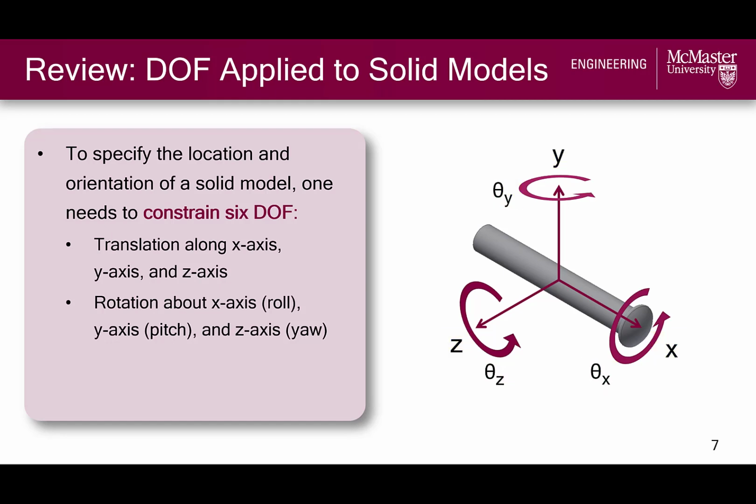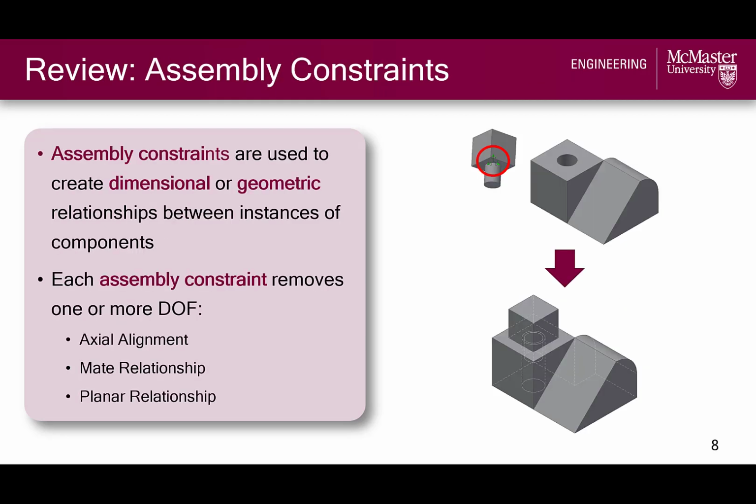Last week, we discussed the importance of removing these degrees of freedom through the application of assembly constraints, which create dimensional or geometric relationships between instances of components in an assembly. We learned about 3 common constraint types: axial, mate, and planar relationships, and we learned about Inventor-specific assembly constraint options, which gave us the tools necessary to fully constrain an assembly so that it is incapable of any movement.